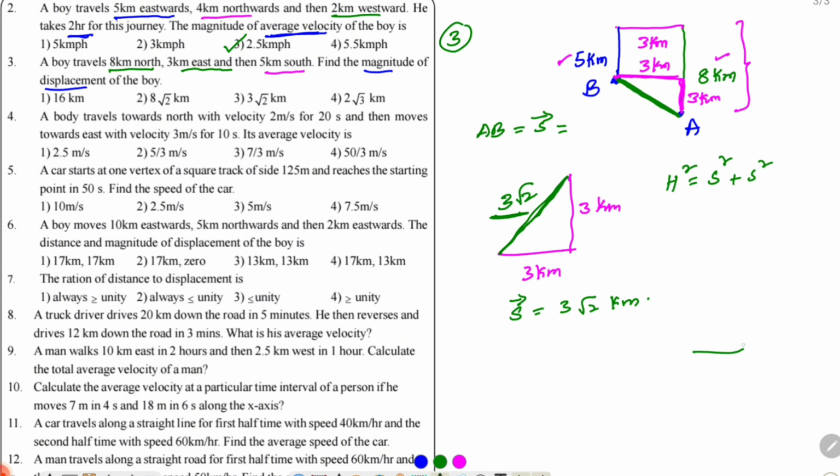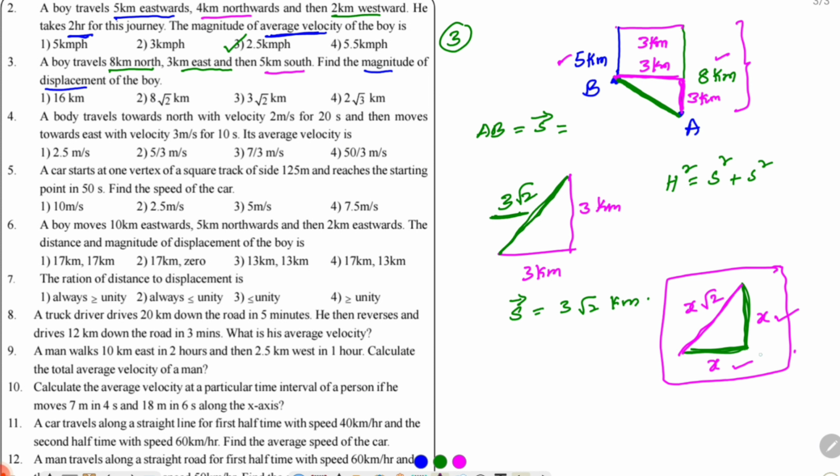Whenever you have a right angle triangle and the side lengths are the same, like this is x and this is x, then obviously the hypotenuse will be x times root 2. Remember this one. Whenever you have two legs of the same length in a right angle triangle, then the hypotenuse is x times root 2. So the option is 3.